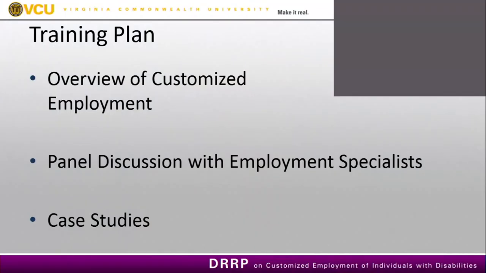Let's start by looking at our training plan for today. First, I'm going to give a very short overview of customized employment. If you'd like more in-depth training on customized employment, I highly encourage you to look at our website, www.vcurrtc.org. On that website, we have tons of webcasts and even a web course that's totally dedicated to customized employment.